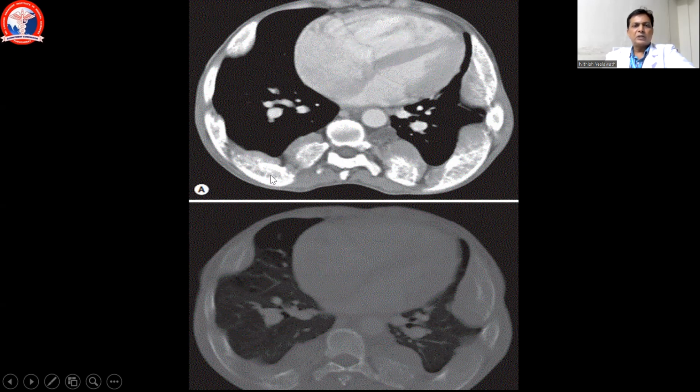What we are getting to see is enlarged ribs on both images actually. Enlarged ribs are there with adjacent soft tissue. The ribs are showing enlargement with altered trabeculation as well as adjacent soft tissue masses. So both the images show the same things. This is extramedullary hematopoiesis.